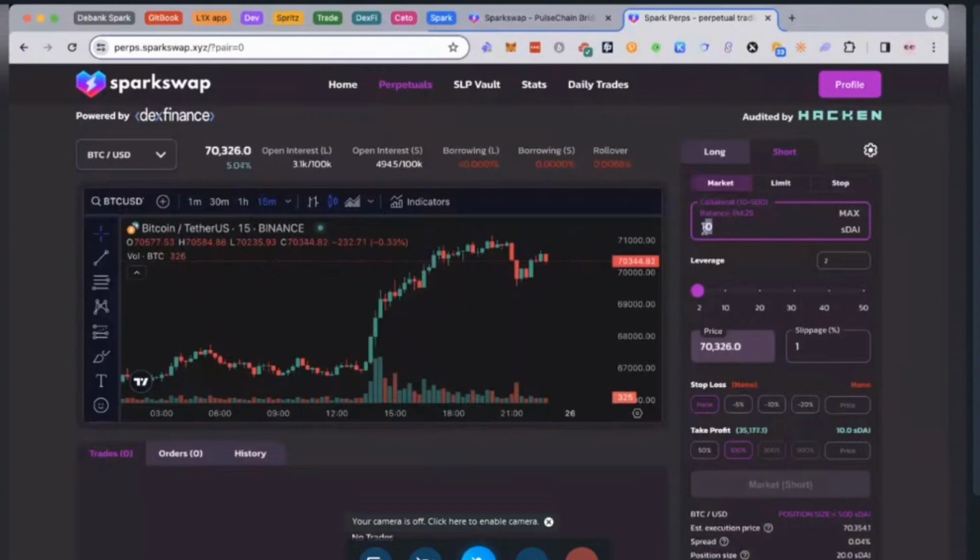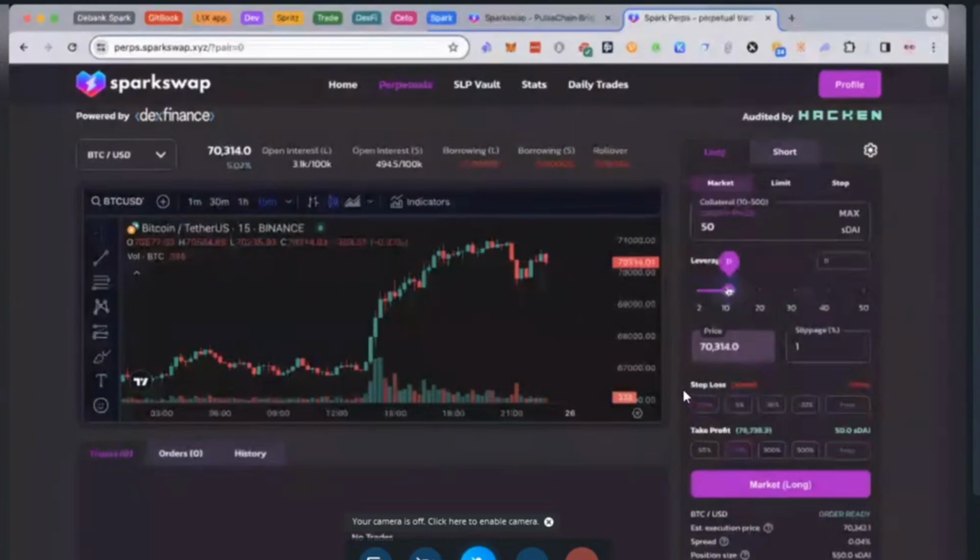So let's say I have $10. This is my $10 in SDI I have queued up to buy. Now I won't be able to open this with $10, but if I use $10 at 50 times leverage, that gives me my $500 to open a trade. Now you can always play with those numbers. Let's say you have $50, you want to put $50 of collateral up. That means you can go all the way down to 10x and still have that same $500 minimum.